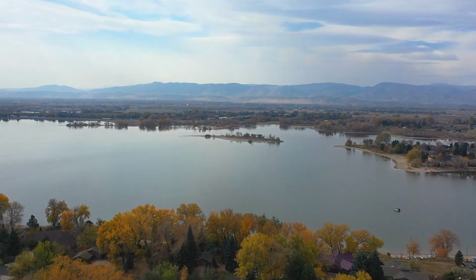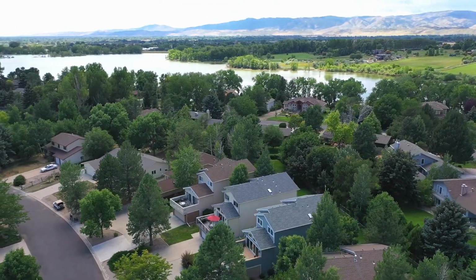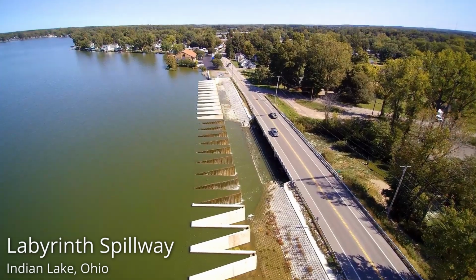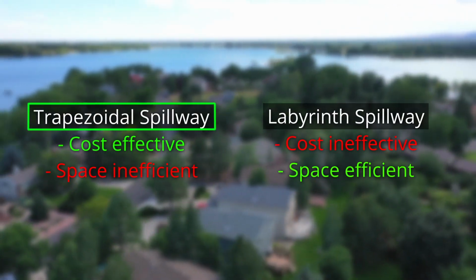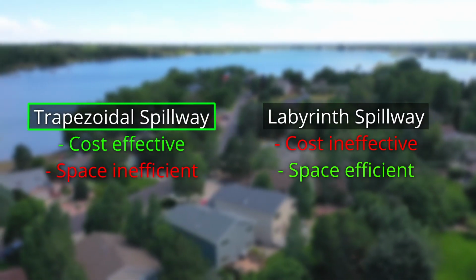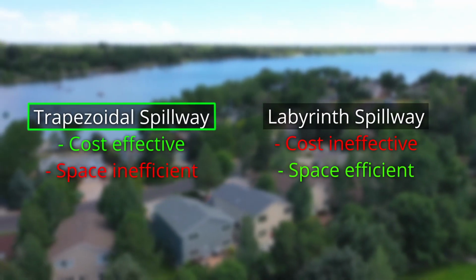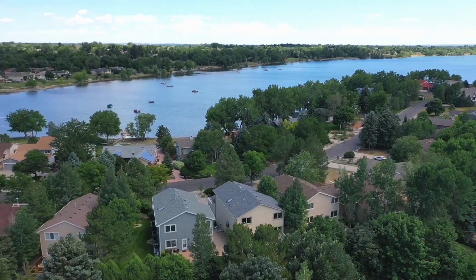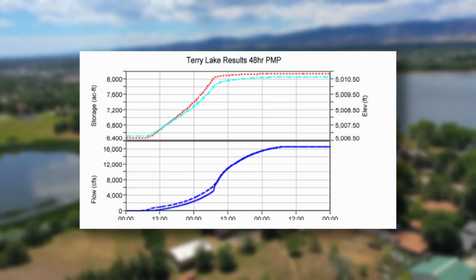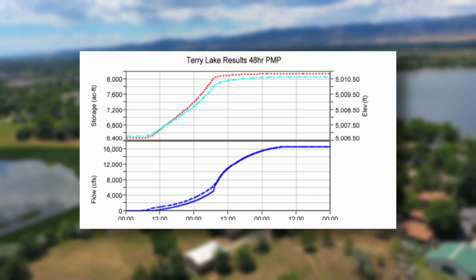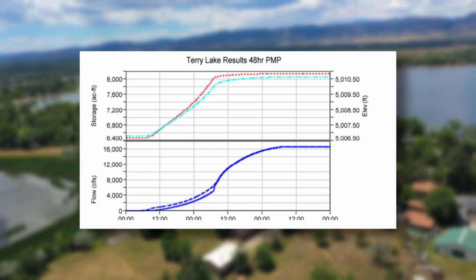2 alternatives were identified: increasing the length of the current spillway to 900 feet, or transitioning to a labyrinth spillway. The selected design was to increase the length of the existing spillway, as the cost of concrete and installation of the labyrinth spillway was significantly greater. The new 900-foot-long trapezoidal spillway was simulated for the 48-hour PMP, and it was proven in HEC-HMS that it had the appropriate capacity and the dam was not overtopped.